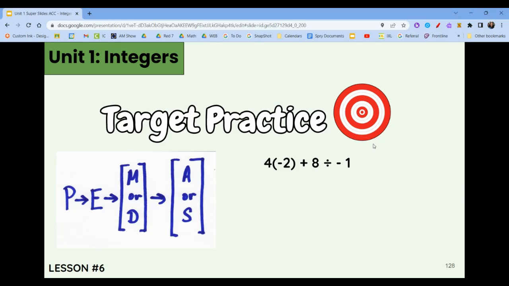Okay, try this target practice, pause the video, and when you're ready to see the solution, unpause the video.